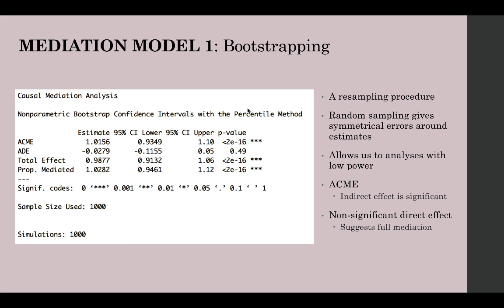Another important point that they bring up is that bootstrapping does not impose the assumption of normality on this sampling distribution. Rather, random sampling will give us symmetrical errors around our estimates. And so this allows us to conduct analyses even when we may have low power. Essentially, bootstrapping increases our confidence in our parameter estimates by increasing our replication, and that will increase our reliability.